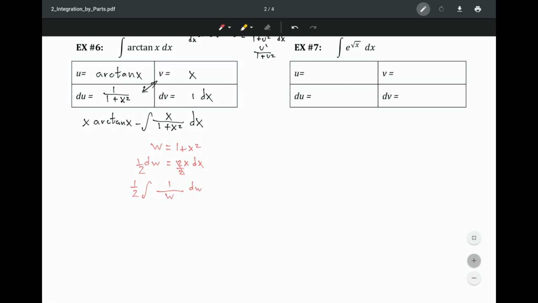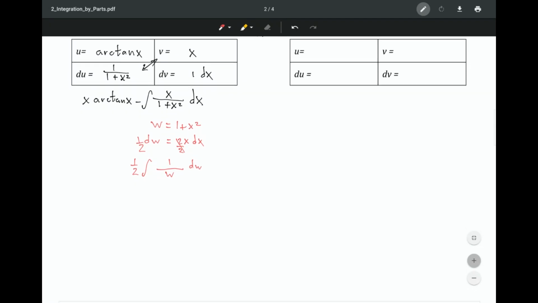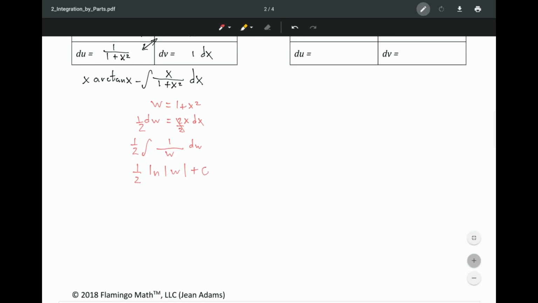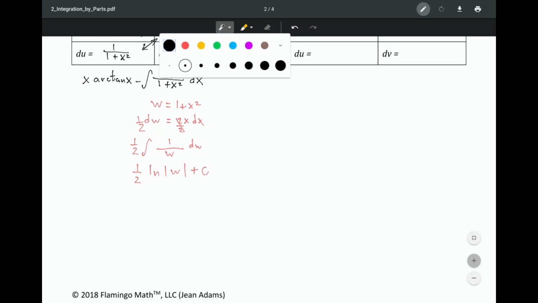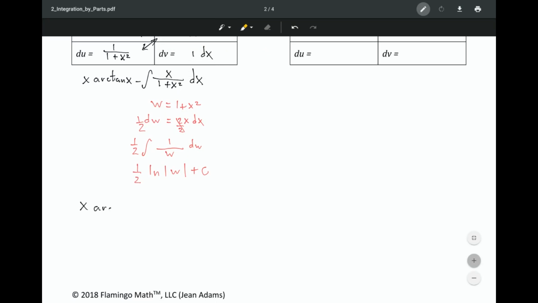All right, so the antiderivative of 1 over w would be the natural log of the absolute value of w plus c. All right, so now I'm going to go ahead and rewrite this as x, this is the final answer here, times the arctangent of x minus 1/2 natural log, but instead of w, I'm going to write the original equation that is substituted in, so 1 plus x squared plus c. Okay, and that's the answer for that.